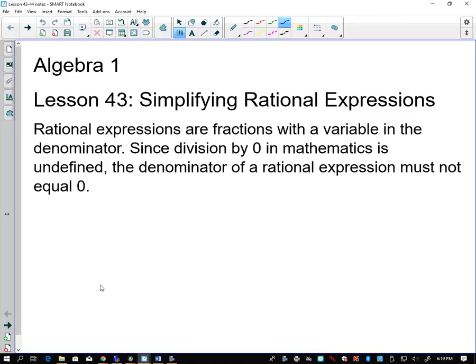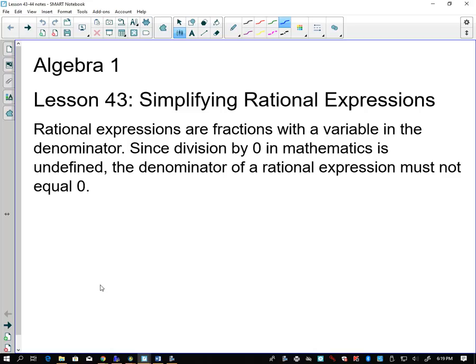All right, Algebra 1, Lesson 43, Simplifying Rational Expressions. As I will be out of the building on Thursday where you guys are getting this, which for you is maybe today. Today we're talking about rational expressions, and they are fractions with a variable in the denominator.